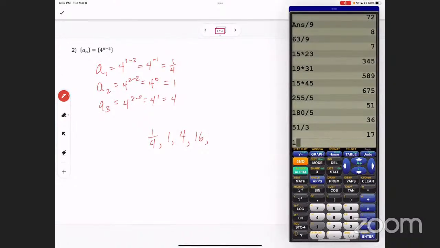Nope, 16 times 4. What's 16 times 4? Oh, 64. Yeah, 64. And then multiply that by 4. Do you see the pattern? Yeah. And there you go.